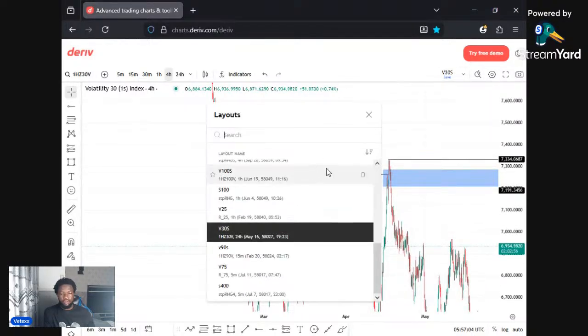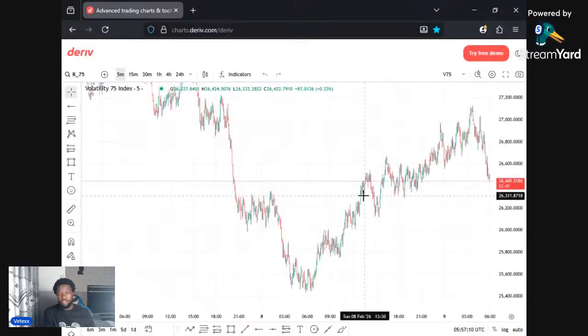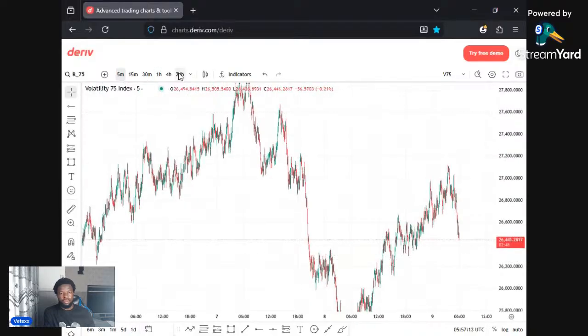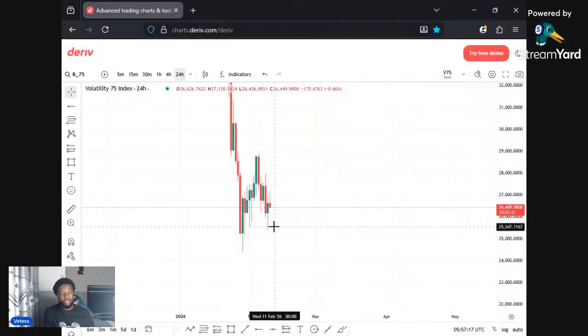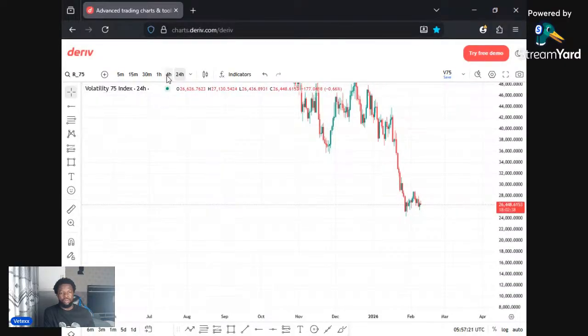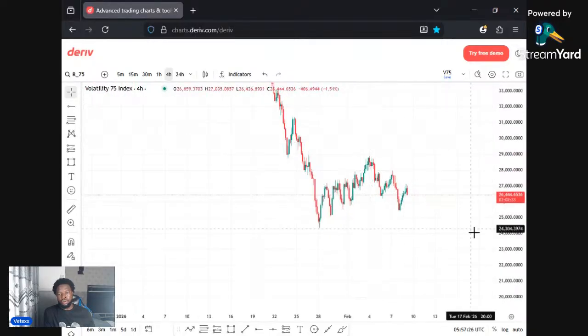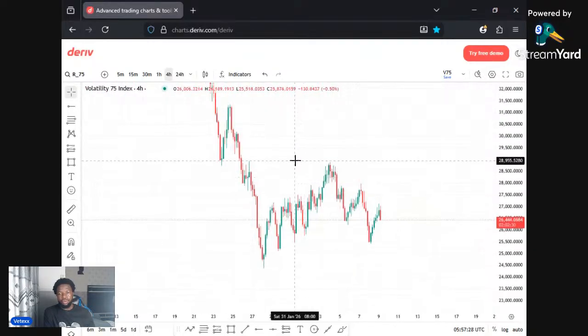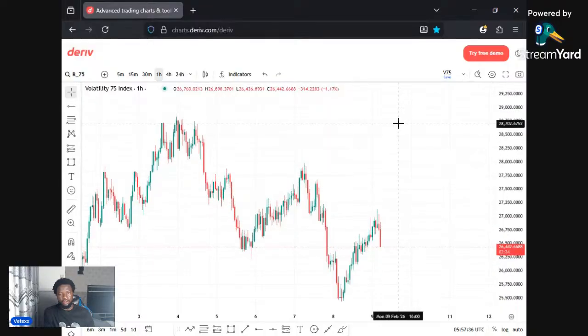So that is it. The next pair is going to be V75. Let's check if we have anything happening on V75. Starting from the 24-hour time frame, V75 is bearish, very bearish. On the 24-hour time frame, we don't have anything. So we check the 4 hour time frame, and there we still don't have anything. So from there, we go to the 1 hour time frame. I think I can spot something on the 1 hour time frame.